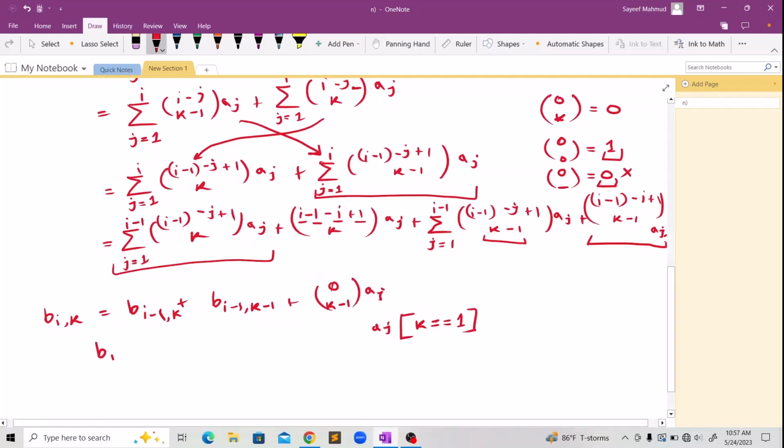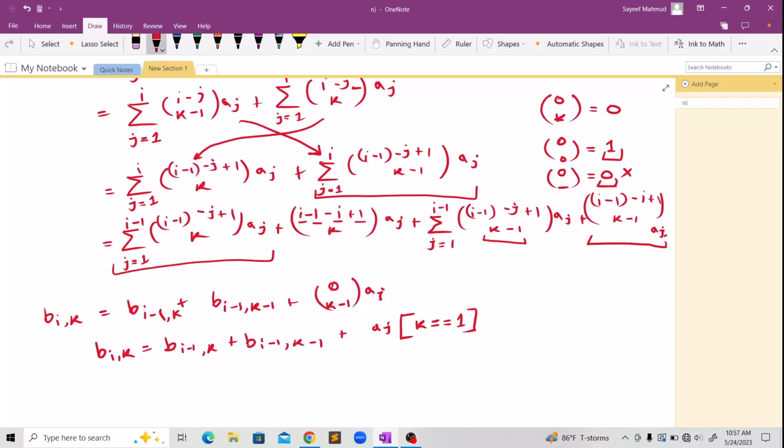So let's write the full formula. B of I, k equals B of I minus 1, k plus B of I minus 1, k minus 1 plus aj when k is 1. So this is the full formula. This is a recursive formula, so this can be solved using dynamic programming in O of n times k time.